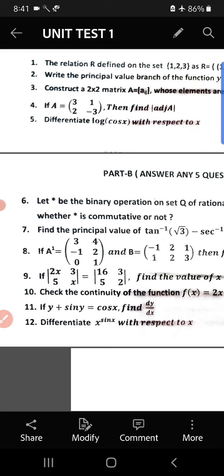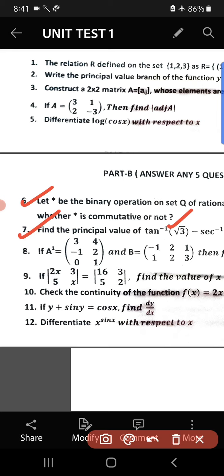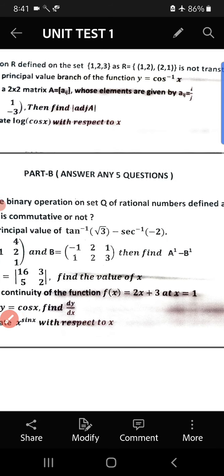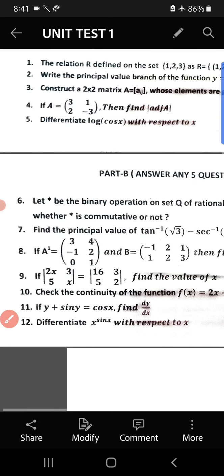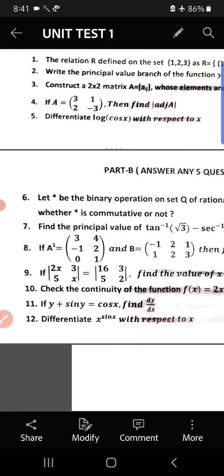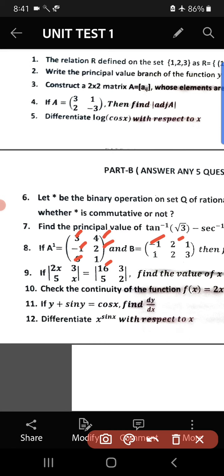Then the eighth question: if A dash is equal to the matrix 3, minus 1, 0, 4, 2, 1 and B equals the matrix minus 1, 2, 1, 1, 2, 3, then find A dash minus B dash. Then the ninth is, if the determinant is given, if these two determinants are equal, find the value of x.